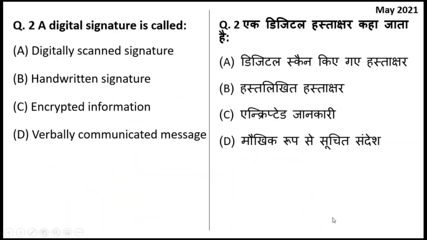A digital signature is called a digitally scanned signature, handwritten signature, encrypted information, or verbally communicated message. So a digital signature is encrypted information. It means there are certain digital documents that you want to send, so you put a digital signature on it. When it is received by the receiver, if the digital signature is valid, it means that the information inside it has not been altered during transmission.